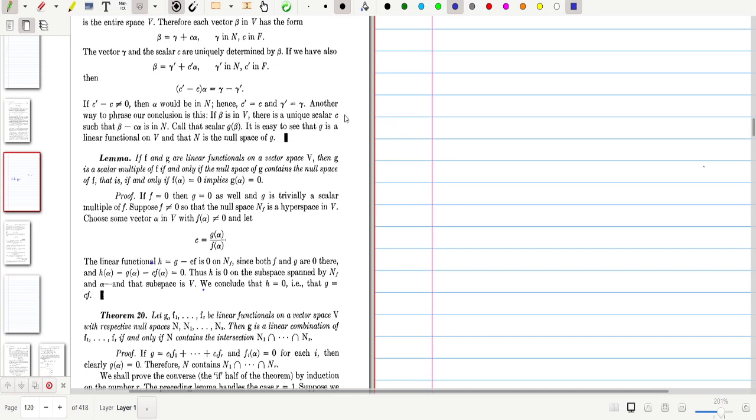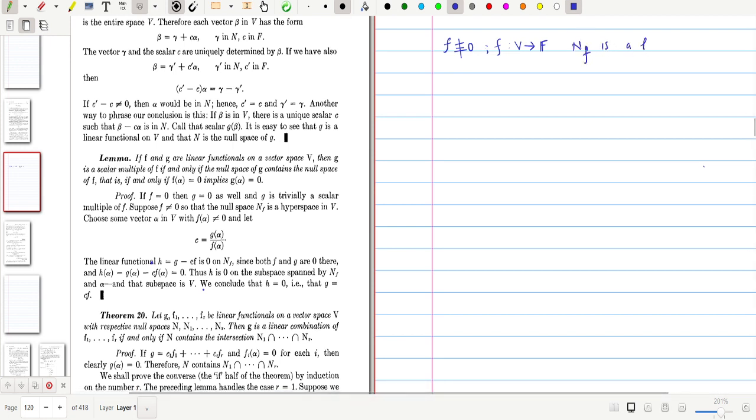Hi all. In the last class, we have discussed what is a hyperspace in general case, and we also saw that if f is a linear functional from V to F, and f is a non-zero linear functional, then the null space of f is a hyperspace.